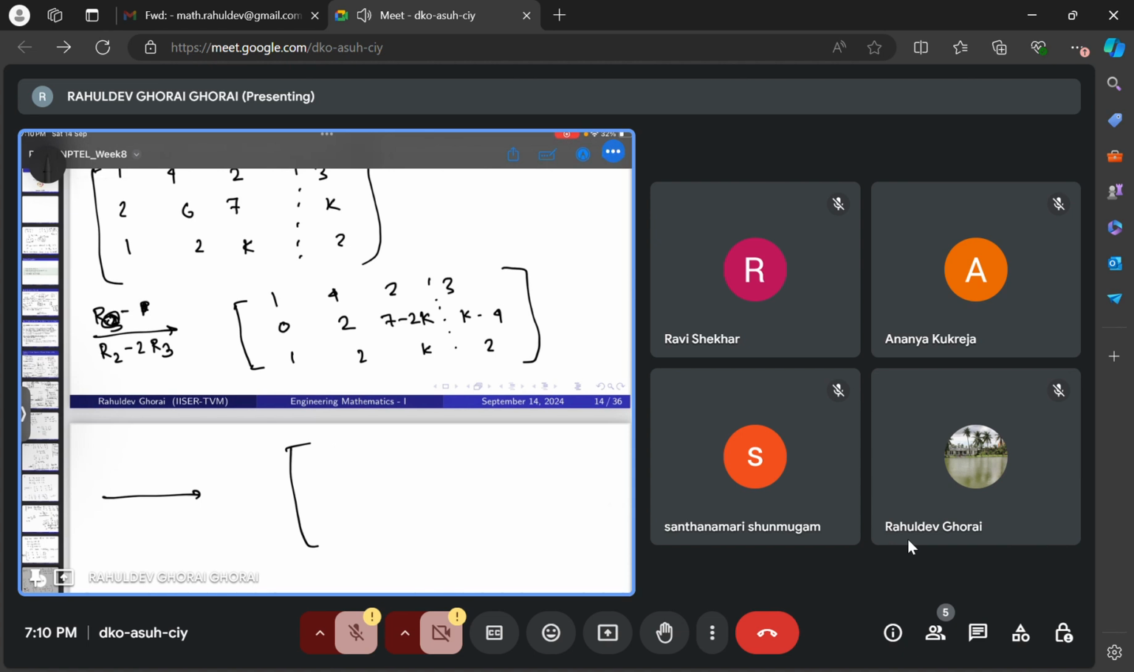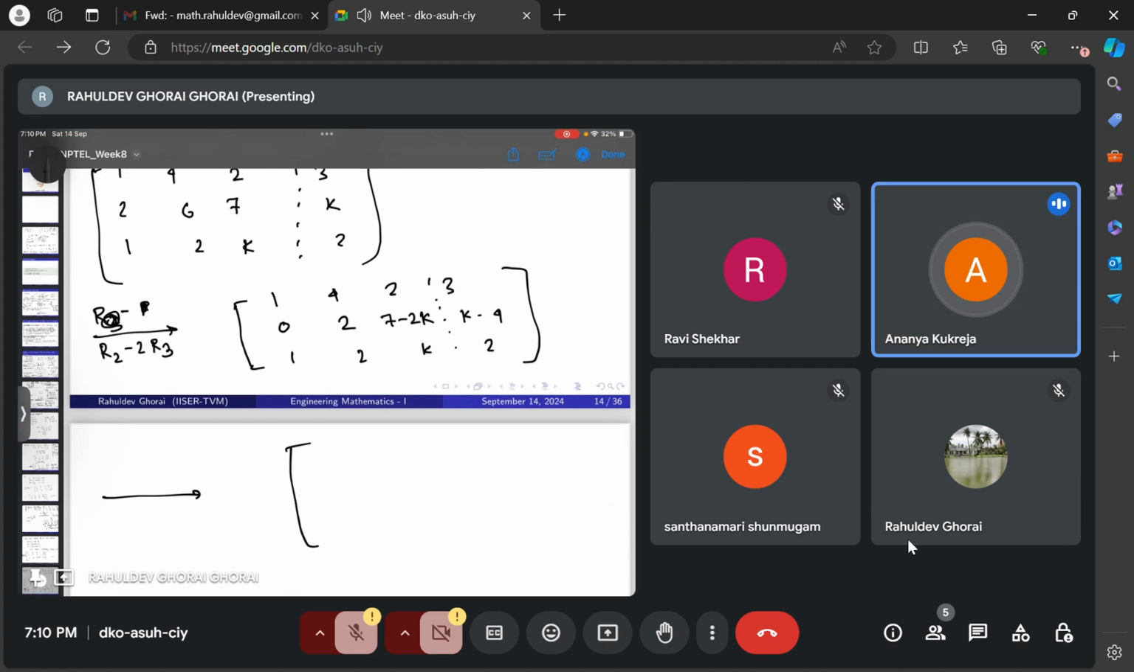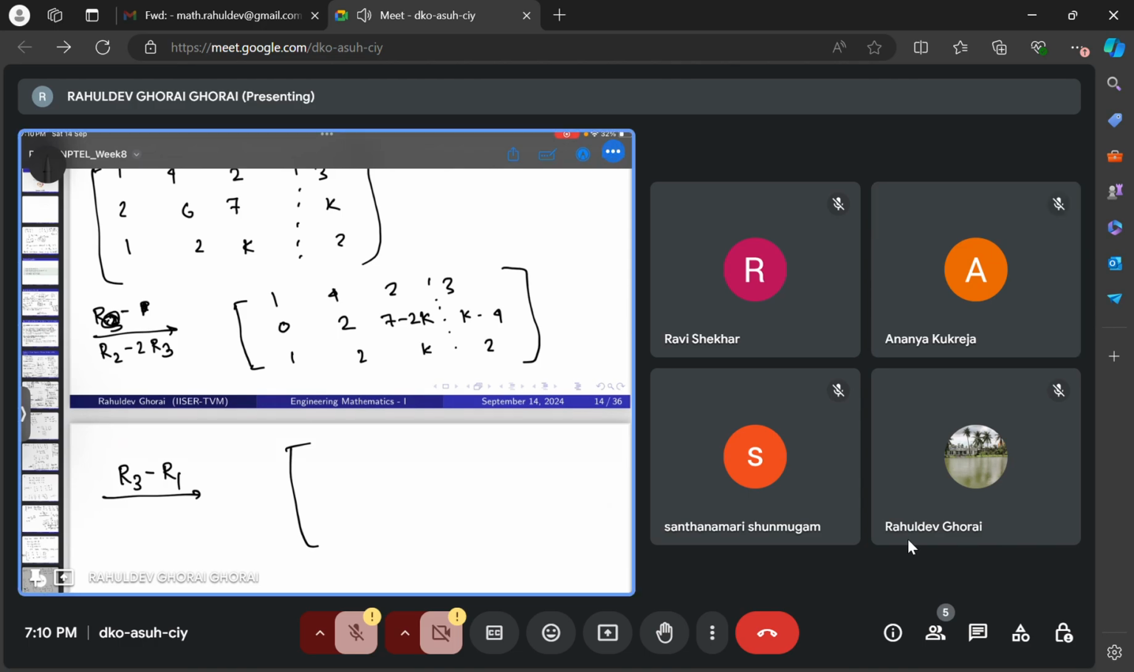Hello. Yes, sir, I did R3 becomes R3 minus R1. Okay. We always understand that when I write R3 minus R1, we are changing R3, so you may or may not write R3 equal to R3 minus R1. So 0, 2, 7 minus 2k, k minus 4, it will be 0. R3 minus just R1, you are writing.